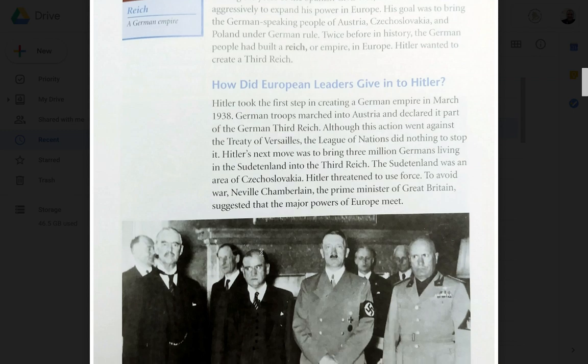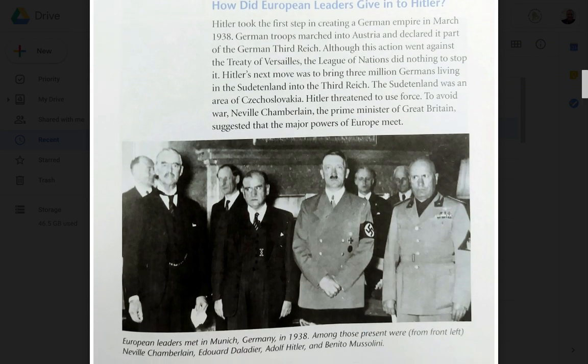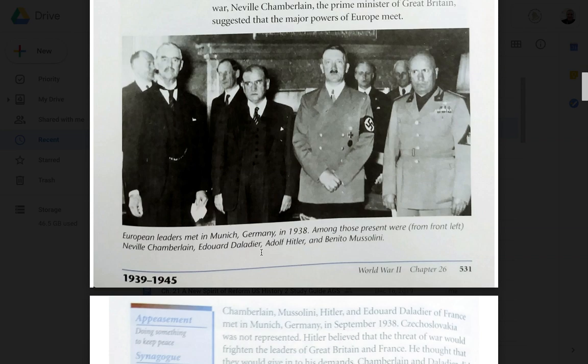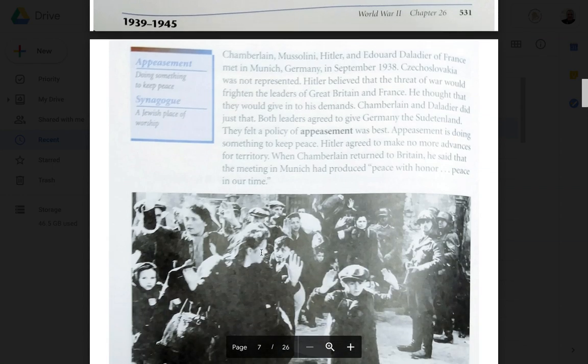To avoid war, Neville Chamberlain, the Prime Minister of Great Britain, suggested that the major powers of Europe meet. Again, those are the leaders of the major powers of Europe. Okay, going on. Chamberlain, Mussolini, Hitler, and Eduardo Daladier of France met in Munich, Germany in September 1938. Czechoslovakia was not represented. Hitler believed that the threat of war would frighten the leaders of Great Britain and France.